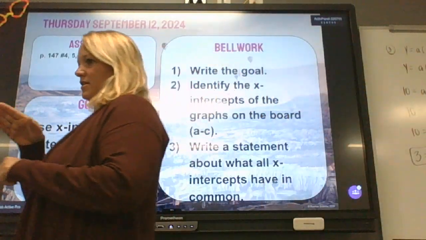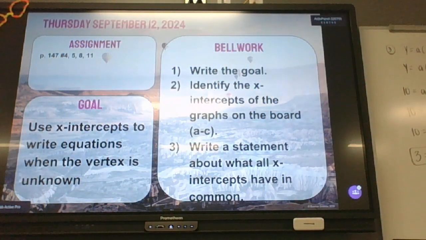You have your statement ready? Okay, let's wait just a minute. Like any x-intercept, there's something that all x-intercepts, regardless of the type of graph, have in common. So let's wait till somebody writes their intercepts down, and we'll go from there.